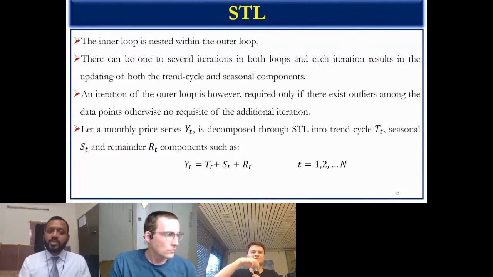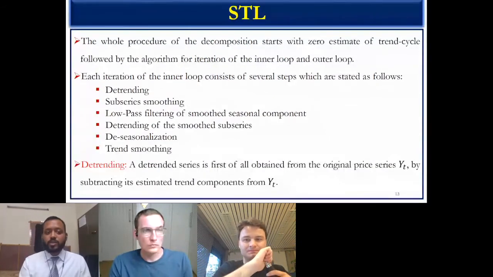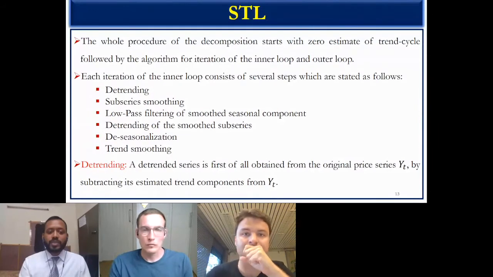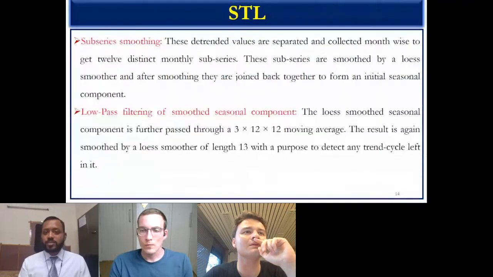Each iteration of the inner loop consists of these steps. In the first step, we use the detrending method. In detrending, a detrended series is obtained from the original price series by subtracting its estimated trend component. Then sub-series smoothing. These detrended values are separated and collected month-wise to get 12 distinct monthly sub-series. And these sub-series are smoothed by a Loess smoother. After smoothing, they are joined back together to form an initial seasonal component.